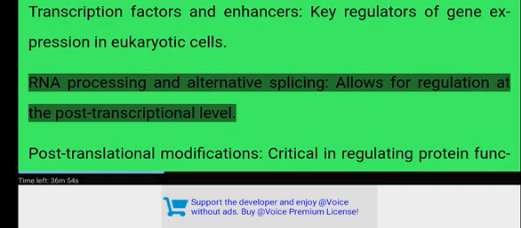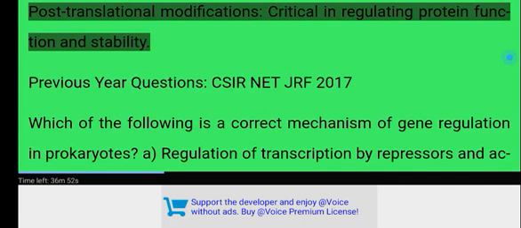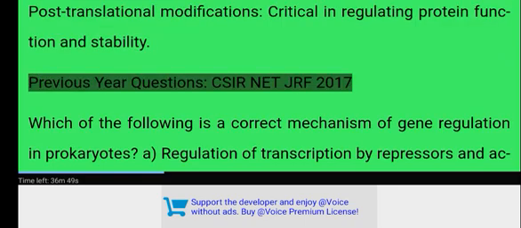RNA processing and alternative splicing allows for regulation at the post-transcriptional level. Post-translational modifications are critical in regulating protein function and stability. Previous year questions. CSIR-NET JRF 2017.